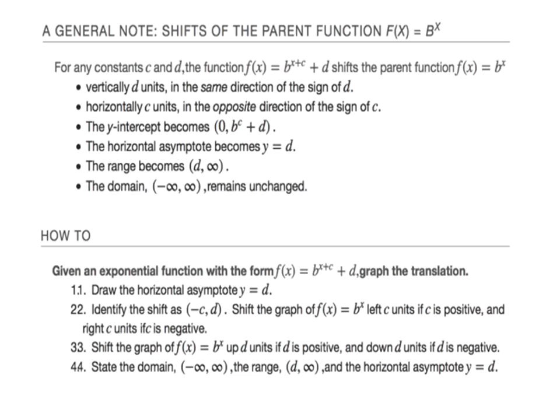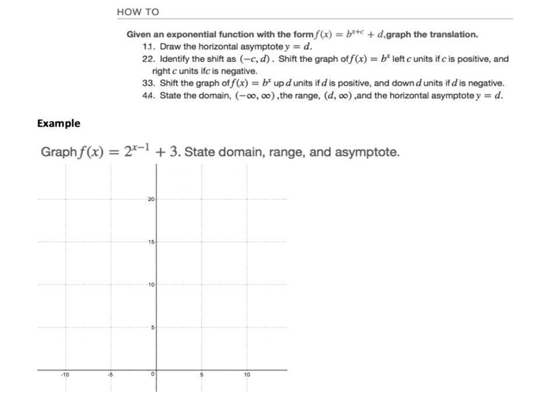The y-intercept becomes b raised to the c power plus d for our y value. And notice that the 0 is still there for the x, because it would not be a y-intercept if it did not. The horizontal asymptote becomes y equals d, the range becomes d to positive infinity, and the domain remains negative infinity to positive infinity. So let's go ahead and look at doing this.